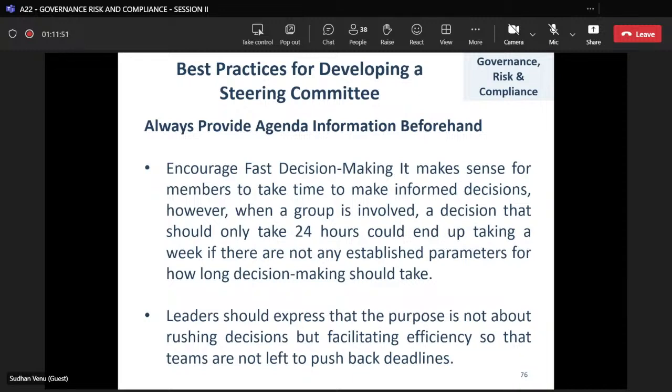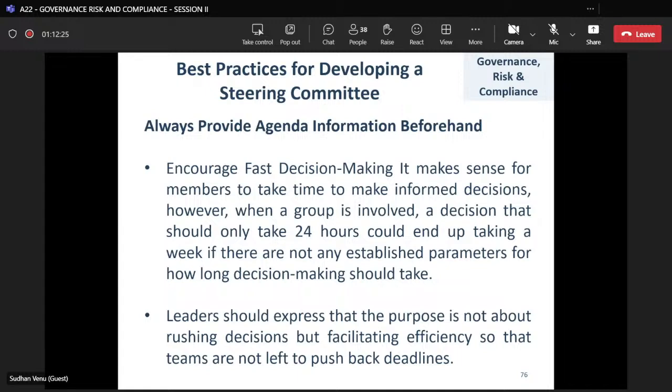And since they are involved in this project and in the steering committee, they can easily adopt this and make decisions in a fast way. The leader should express that the purpose is not about rushing decisions, but facilitating efficiency, so the teams are not left to push back deadlines. So they are taking decisions in a way that facilitates efficiency, and they are not to push back the deadline.